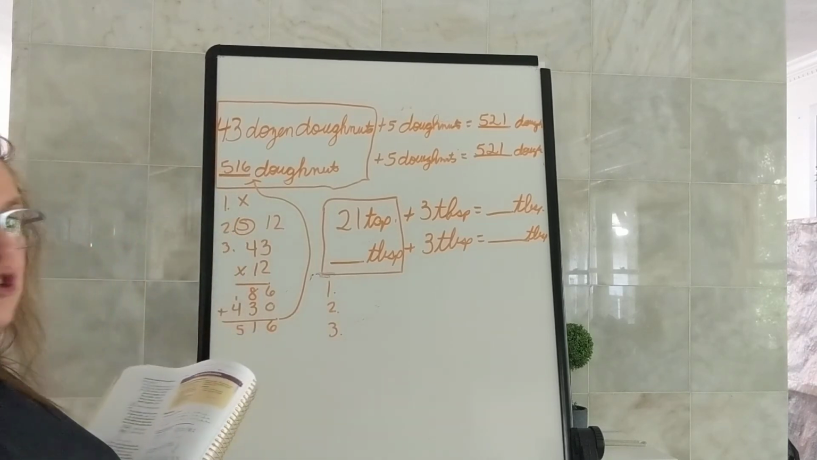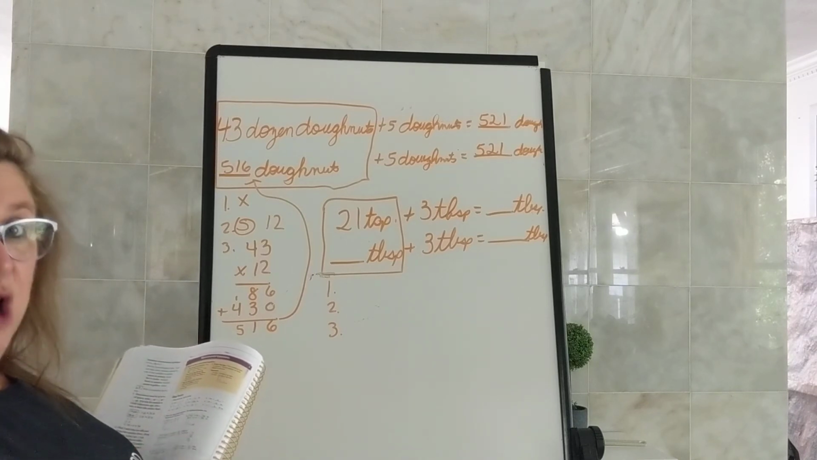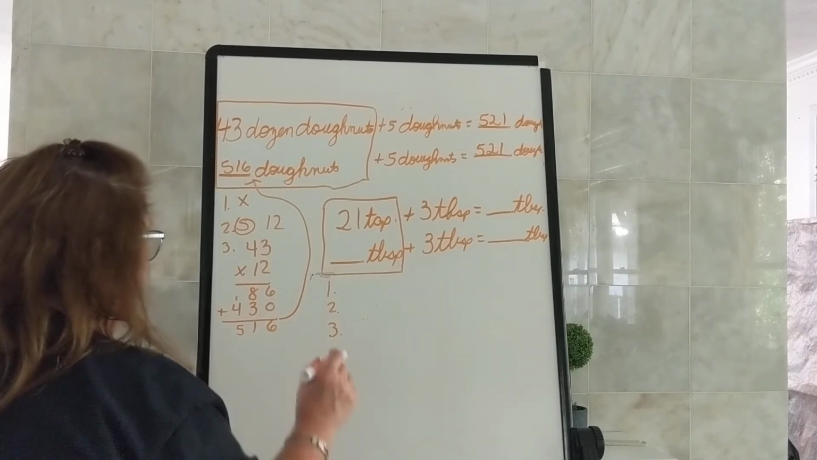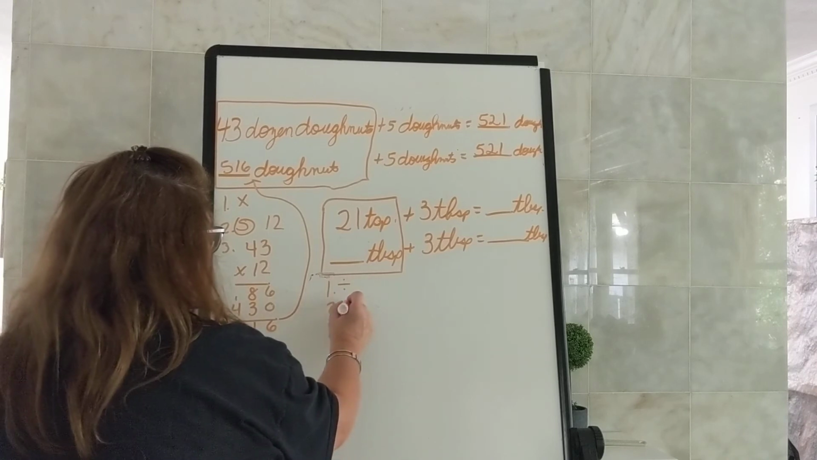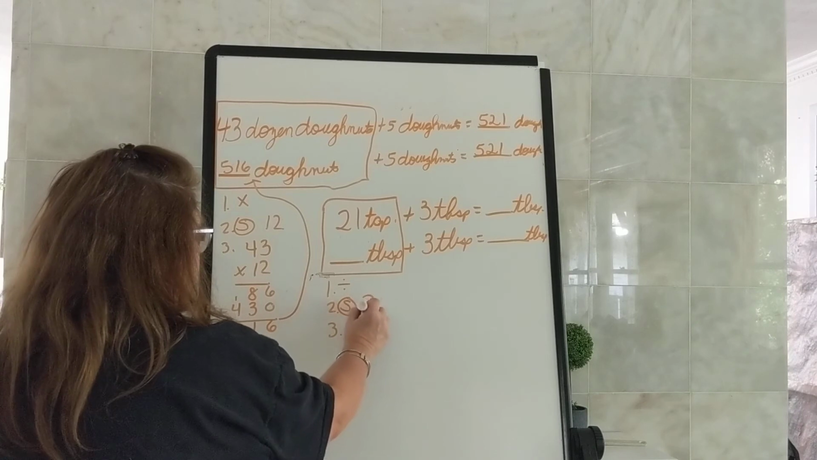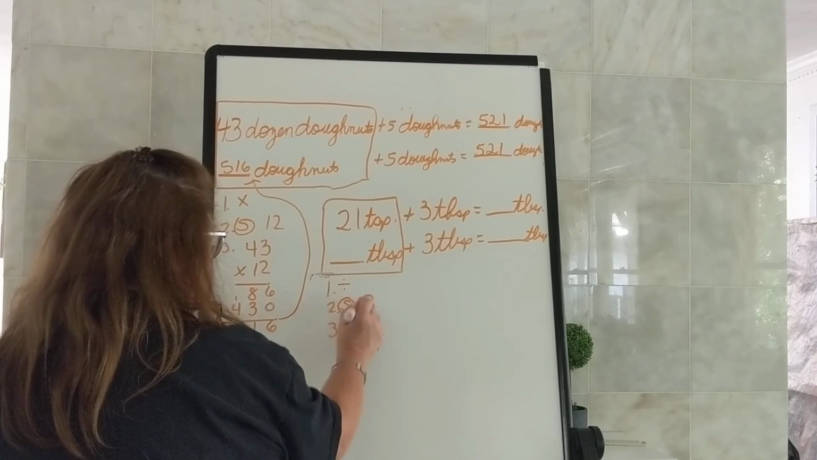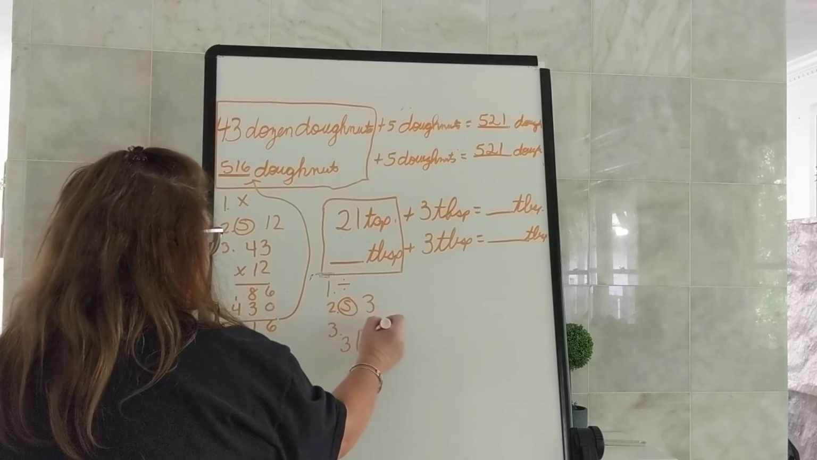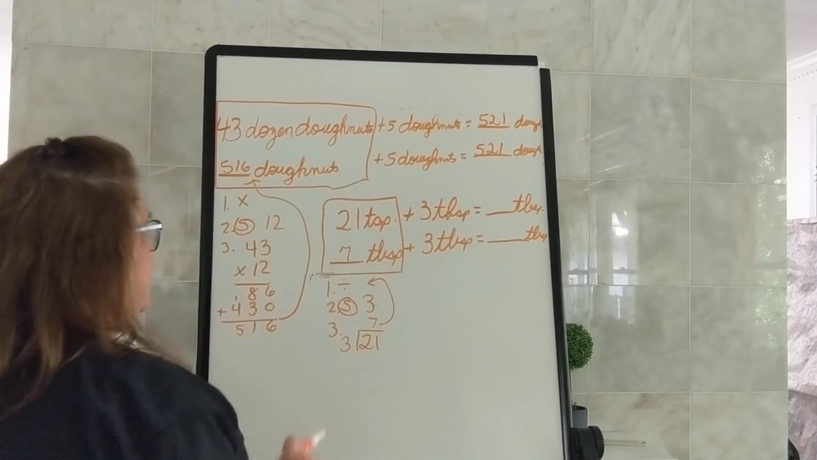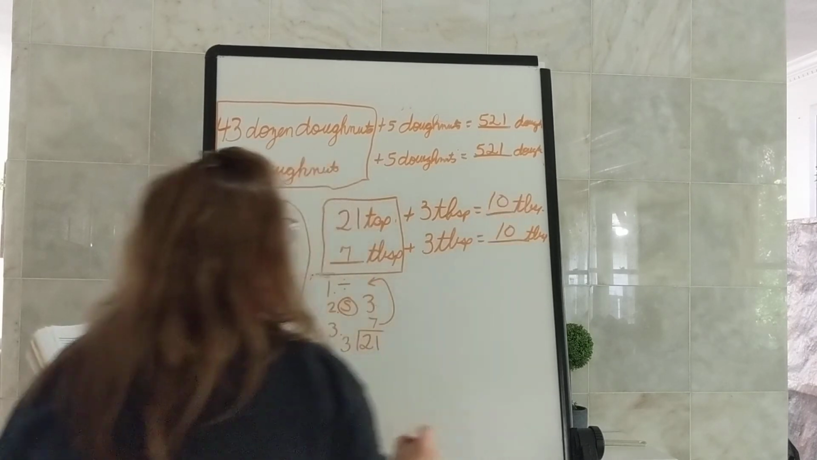Teaspoons to tablespoons, larger to smaller or smaller to larger? Teaspoons to tablespoons, smaller to larger. Larger to smaller, multiply. Smaller to larger, then you divide. Our special number, how many teaspoons are in a tablespoon? That is 3. So we're going to divide our given number, 21, divided by our special number 3, and our answer is 7. So 21 teaspoons equals 7 tablespoons. 7 tablespoons plus 3 tablespoons equals 10 tablespoons.